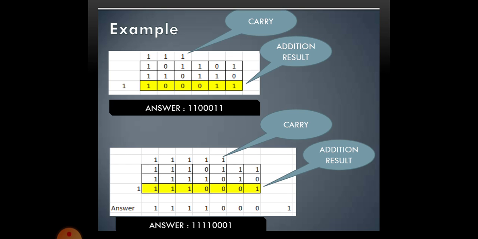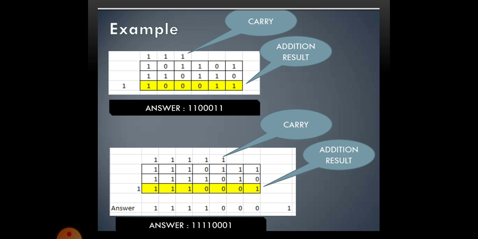Look at the example given. The topmost row is nothing but the carry. Here we are trying to add 101101 and 110110. So 0 plus 1 becomes 1. 1 plus 0 becomes 1. 1 plus 1 becomes 2, right? So we have to give only 0, and 1 should be the carry. Like this.